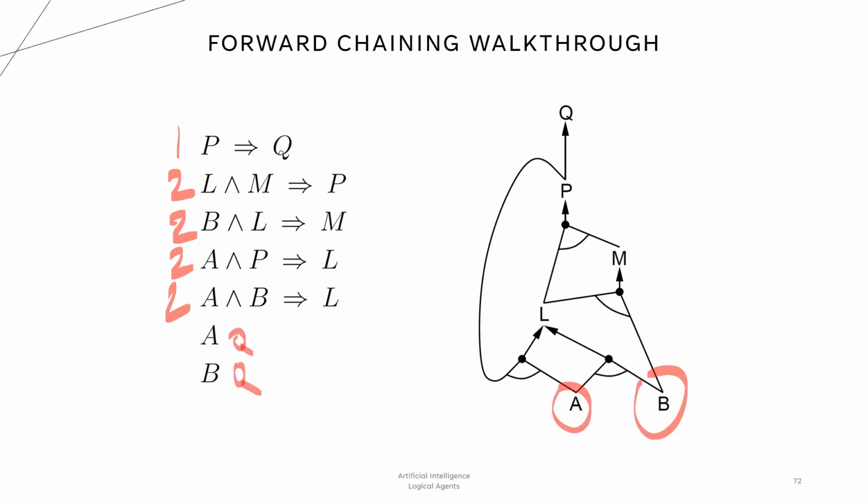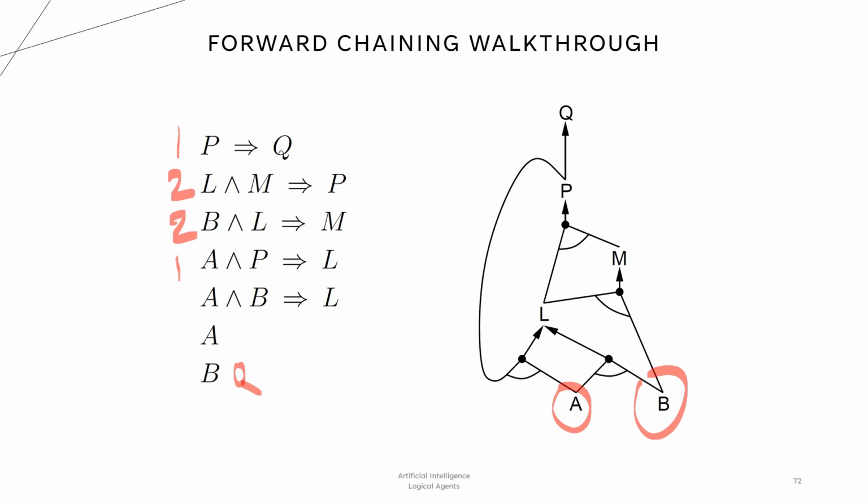So we're going to pop A from the queue. We do that so we know that A is true. We look at everything that uses A in its justification. So we have A and P, and we reduce that to 1 because we know that A is true. And then we have A and B implies L, and we drop that to 1 because we know that A is true.